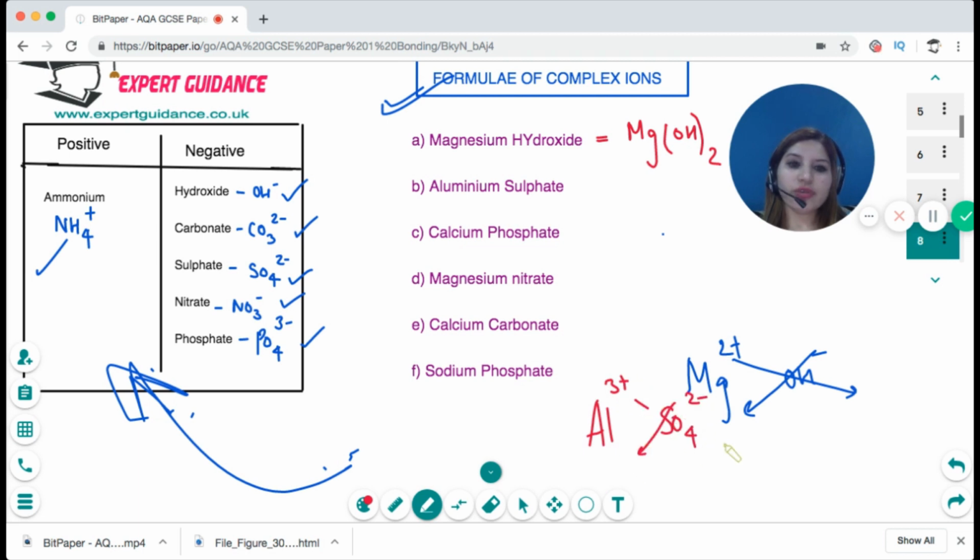We do the crisscross. Aluminium will get the 2 of sulfate, so it will be Al2. The whole sulfate gets a 3, so you put SO4 entirely in a bracket and you write 3.